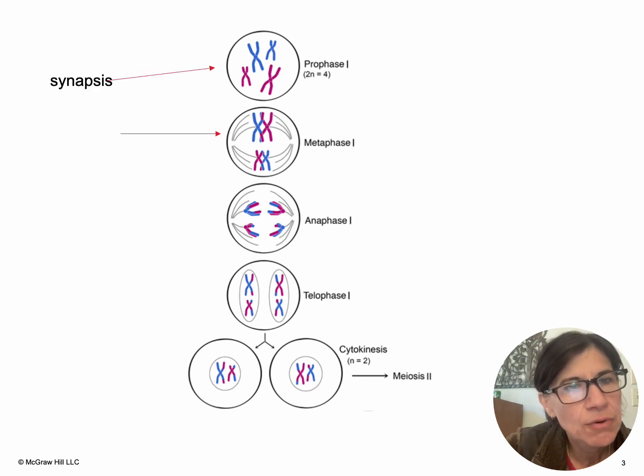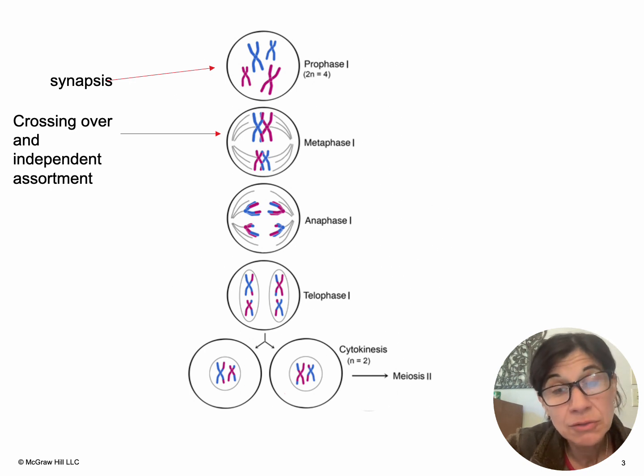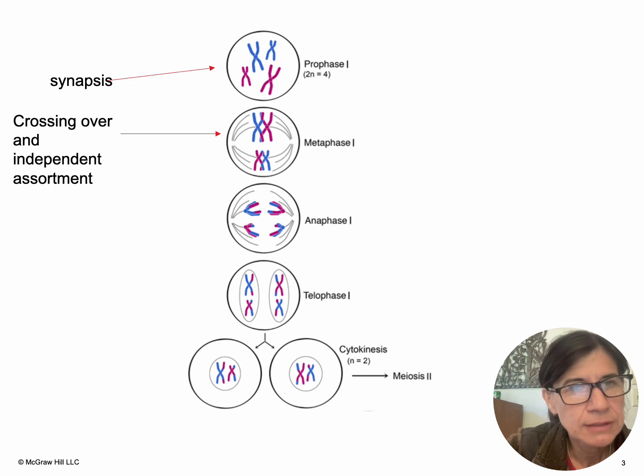So synapsis, prophase, crossing over, and independent assortment. Independent assortment has to happen in metaphase. I just want to make clear that crossing over occurs throughout prophase into metaphase.